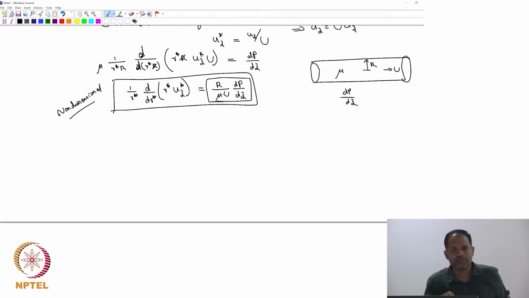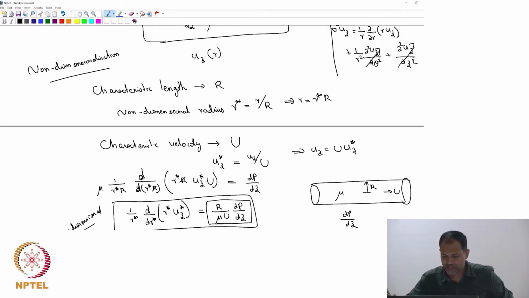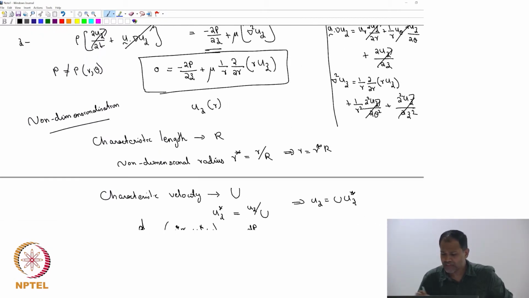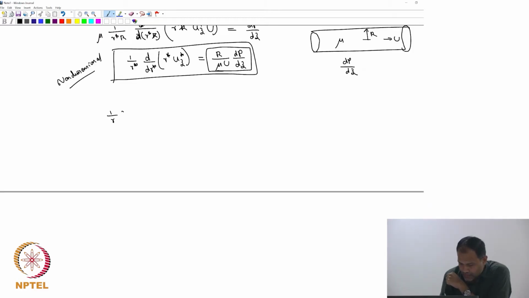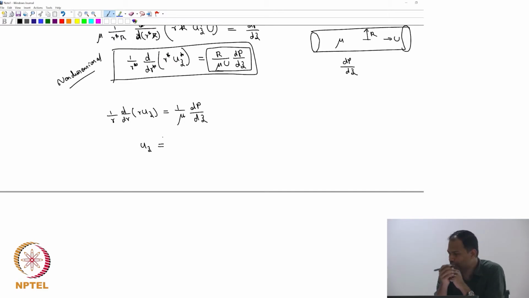So, this is the non-dimensional version of the equation. We can go ahead and solve our original equation. Can you solve it and tell me what the solution is? You have to do two integrations.